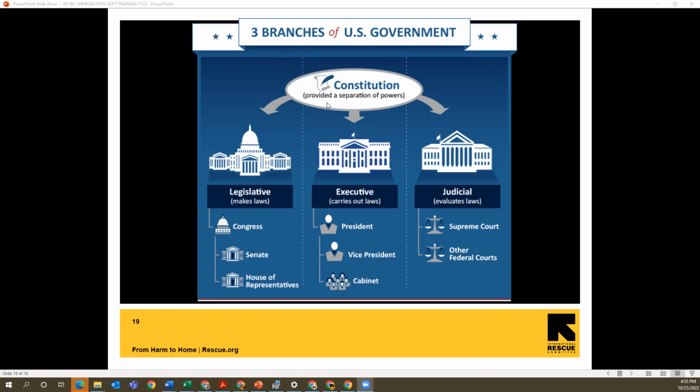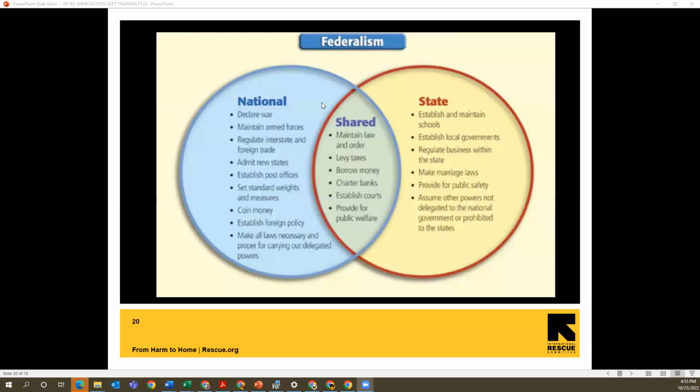Article 4 of the Constitution talks about the separation between federal government powers and state government powers. So federalism is the idea that a territory can be governed by two different levels of government. And so that is the federal or the national level, and then the state level. So here we have enumerated the types of things that the federal government has explicit authority to govern under the Constitution, and then we have the things that the states can govern. And then in the middle of the Venn diagram, we have things that fall under the powers of both federal and state governments.